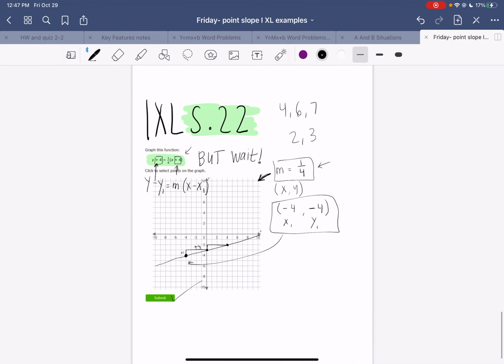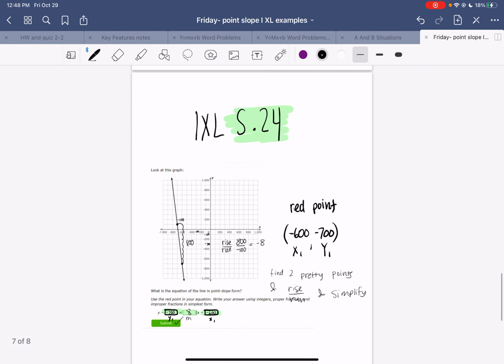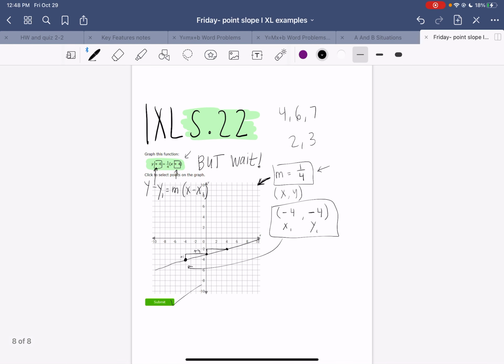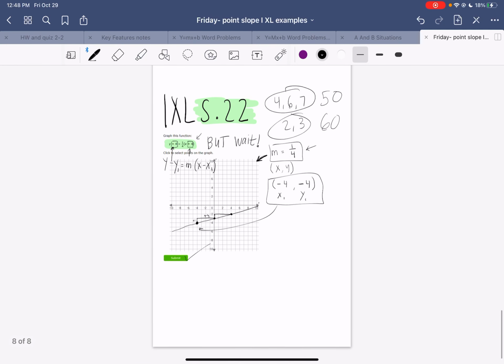So there are the 3 IXLs, S.23, S.24, and S.22. And these all need to be at different SMART scores. If you're in 4, 6, and 7, you need to get a 50 SMART score. And if you're in 2 and 3, you need to get a 60 SMART score. All right, and I hope this helps.